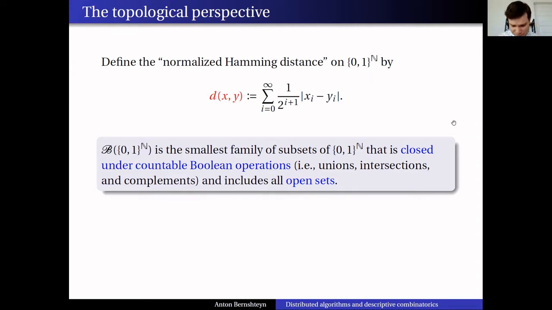And now with this metric, this becomes a metric space, so we can use topological terminology. We can talk about open subsets of {0,1}^n, closed subsets, things like that. And it turns out that every open subset of {0,1}^n is Borel, so its characteristic function can be computed by a countable Boolean circuit. And moreover, the Borel sets really are generated by open sets in the following sense: the family of all the Borel subsets of {0,1}^n is the smallest collection of subsets that includes all open sets and also is closed under countable Boolean operations, meaning countable unions, countable intersections, and complements.